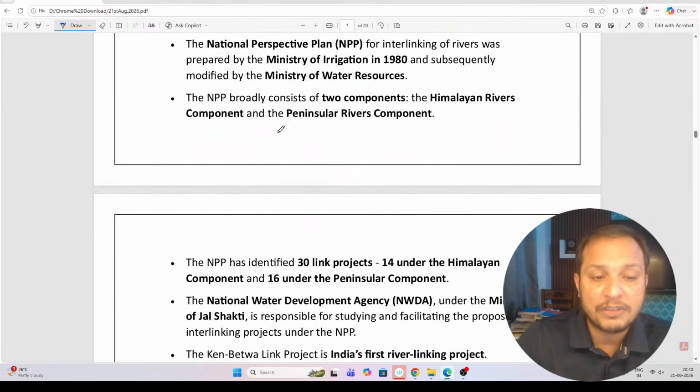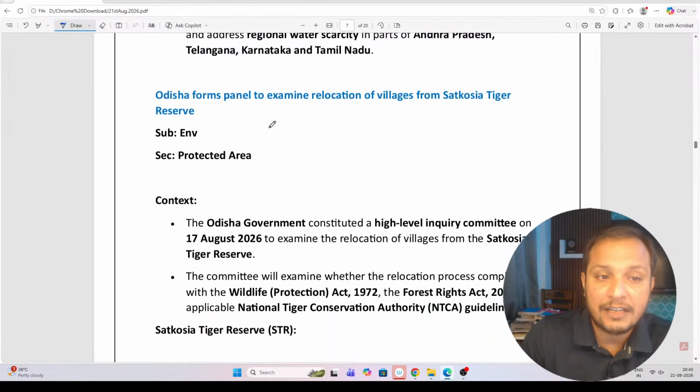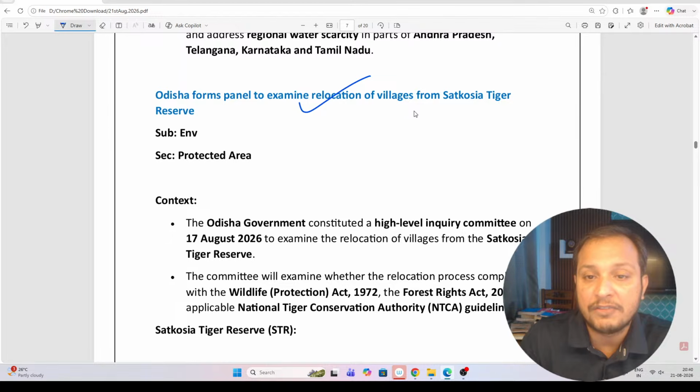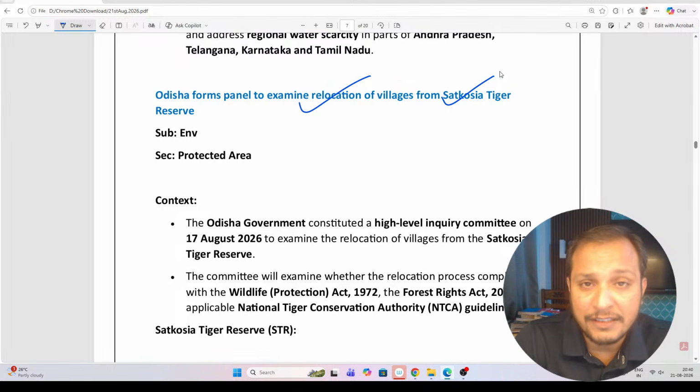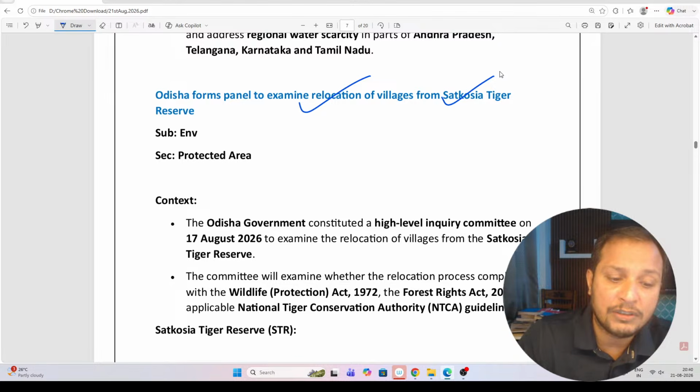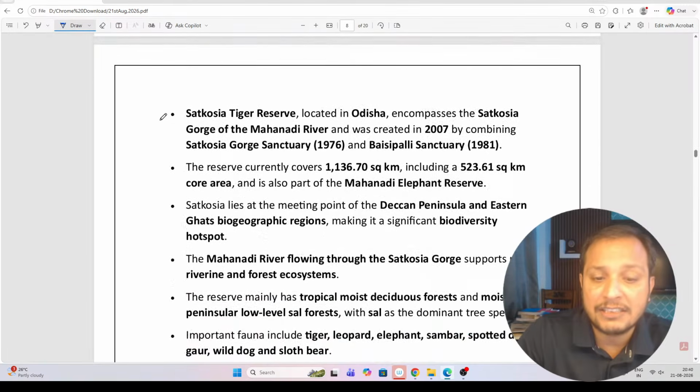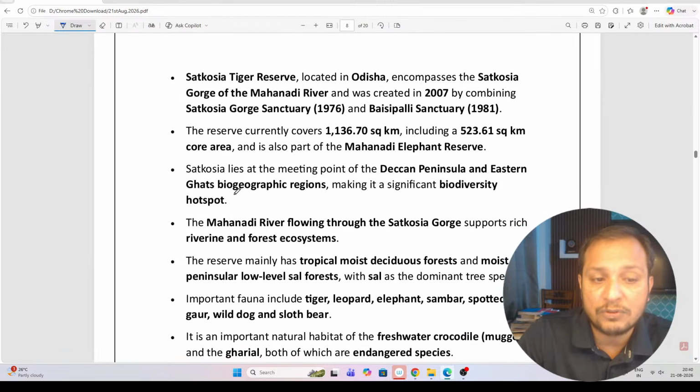Okay, let's move on to the next topic, guys. Odisha forms a panel to examine relocation of villagers from Satkosia Tiger Reserve. You know, UPSC loves protected areas. Whenever any tiger reserve or national park is in the news, we need to prepare it. Satkosia Tiger Reserve is located in the state of Odisha. Why is Satkosia so important? Because it is located at the junction of two biogeographic regions: the Deccan Peninsula and the Eastern Ghats.